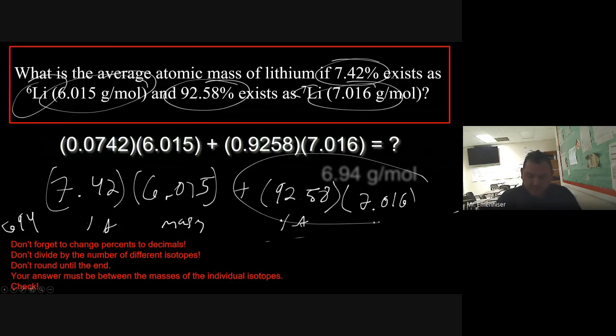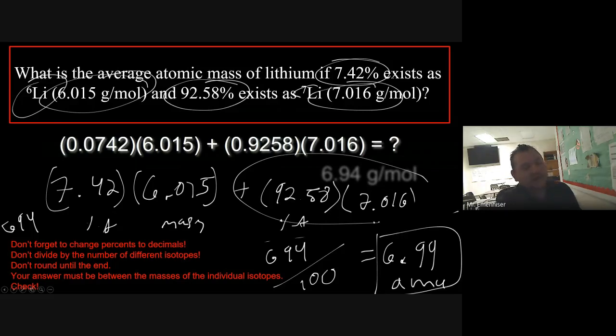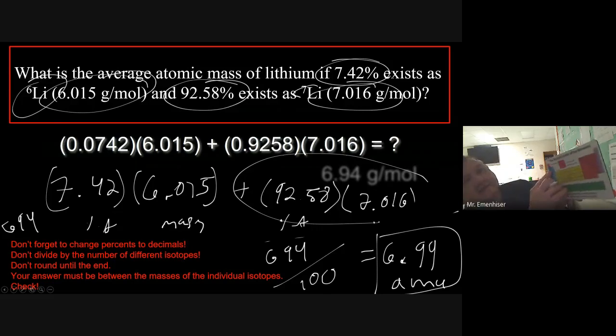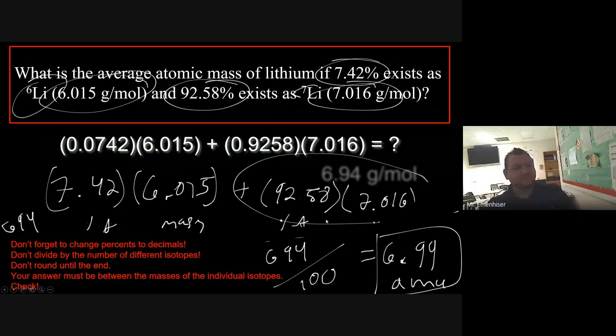There we go. So we had 694. We divided by 100. We get 6.94. And then our unit will be AMU. That's the average for lithium. And you can always check your answer. Because if you look on the periodic table, lithium's right there. And its average atomic mass is at the bottom, below the symbol. And so it says 6.9. That's close to what we got. So you can always check your answer that way.